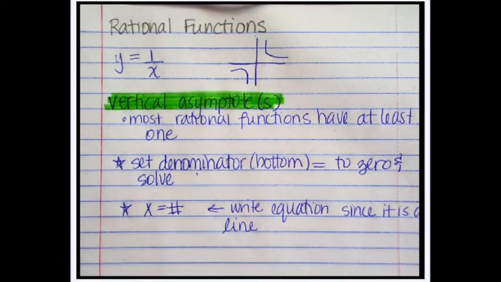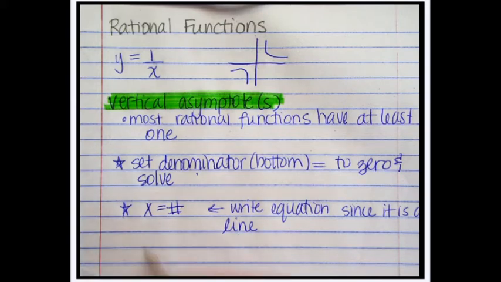Now this is where we'll start tomorrow when we want to graph. We'll actually graph our vertical asymptotes first, and we'll graph them as a dashed line because they are not part of the graph, they just form the graph. Okay, so that's how we find the vertical asymptotes. We set the bottom equal to 0.